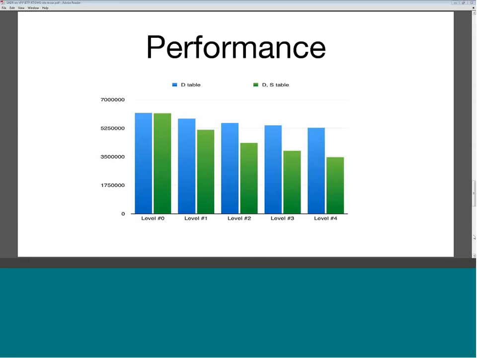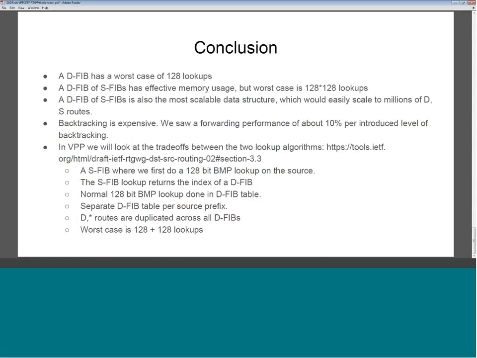Next slide, please. Right, so that's pretty much what I said. What we're trying to look at next is probably a model described in the draft, which is to do a source prefix table, do a lookup on that to find an index into which destination table you have, and then duplicate entries across the destination tables. It's a bit harder to build the tables, but that gives you a lookup which has a worst case of 128 plus 128 lookups, which is much, much better from a worst case perspective.